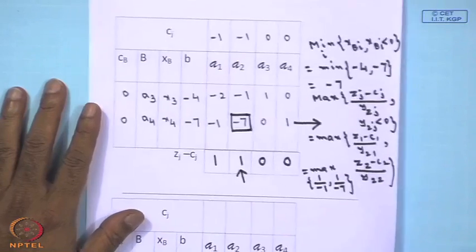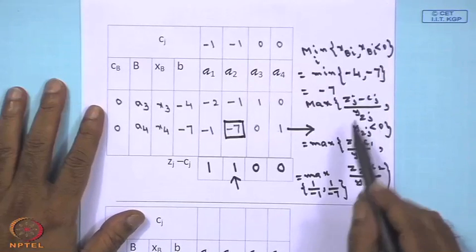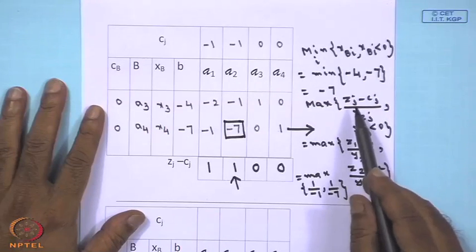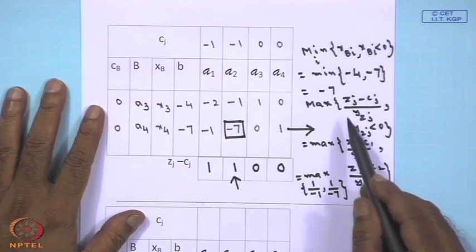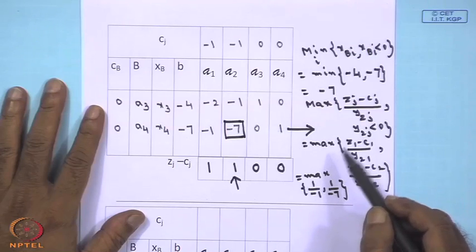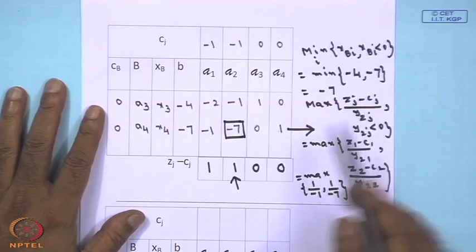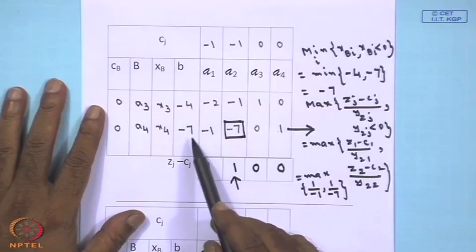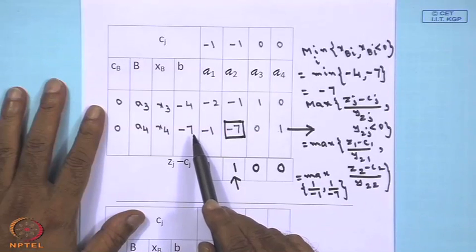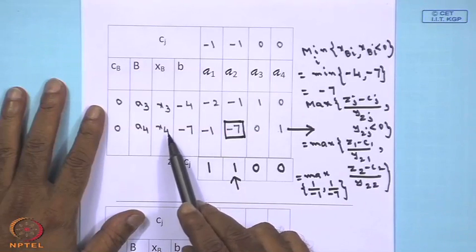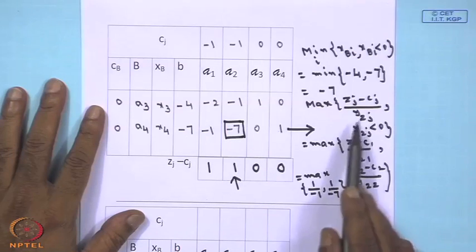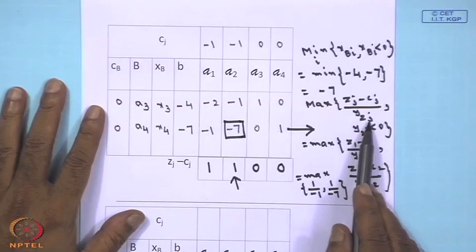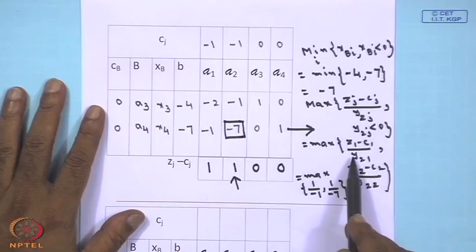So now you see how we are using the departing vector and how we are choosing the entering vector. This is the only difference. For choosing the departing vector, you check the most negative xb value, and whatever xb is there will be the departing one. For entering, you calculate zj minus cj by ykj, and the maximum of that value will be the entering vector.